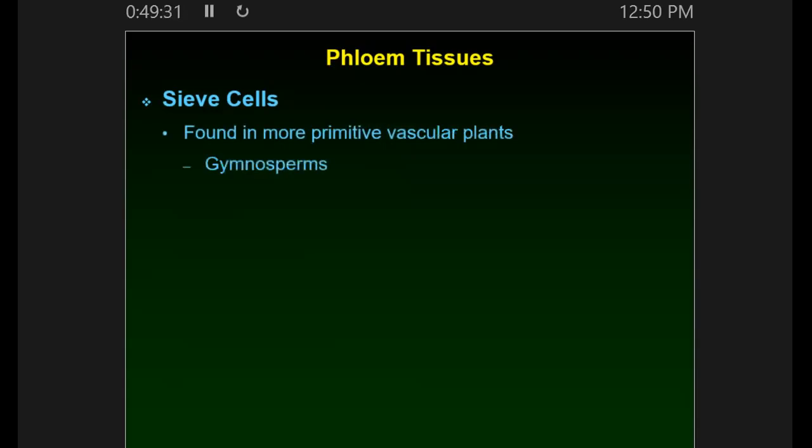So sieve cells are still kind of mysterious, and we see those in more primitive plants like the gymnosperms, and then we'll find out that there are other plant groups that have vascular tissue, but again, they'll just have the sieve cells. Sieve tube members are much more advanced and sophisticated, and along with those, companion cells.